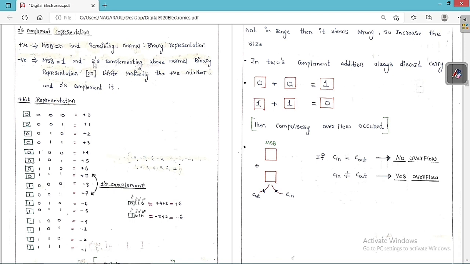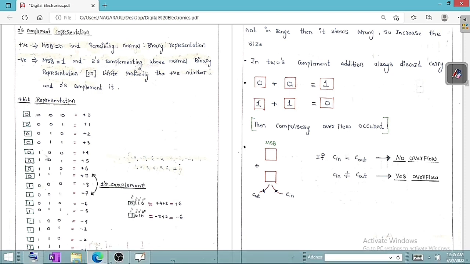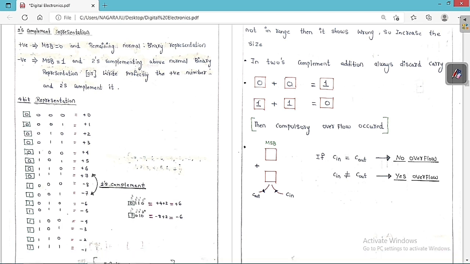I will explain this concept with a 4-bit representation. Remember, 4 bits give 2 to the power 4, that is 16 combinations. Let me take a small example, 0011. The 0 means a positive number, plus, and the remaining bits 011 represent the normal binary representation, which is 3. So this is plus 3. Suppose you want minus 3: first write the positive number perfectly, and then do the 2's complement.